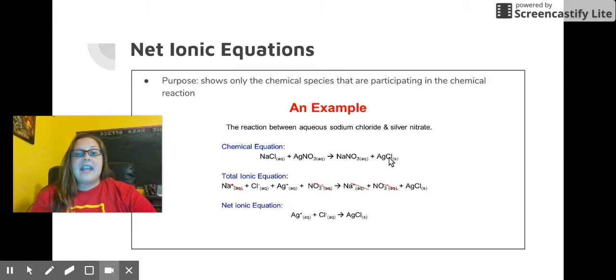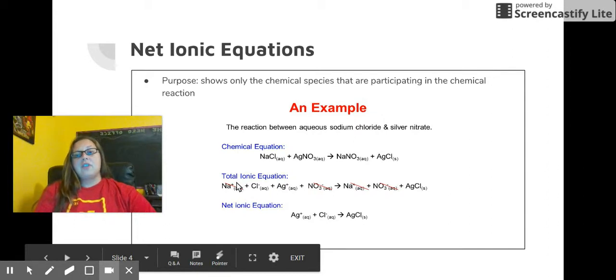And then we have AgCl. We talked about this in our example. Silver chloride is one of those exceptions. Silver, mercury, and lead, when it's with chlorine, will form a precipitate, and that's your solid, and that's why it's written here. So this is your chemical equation, but it's not the net ionic equation because the whole purpose is we only want to show the species that's participating in the reaction.